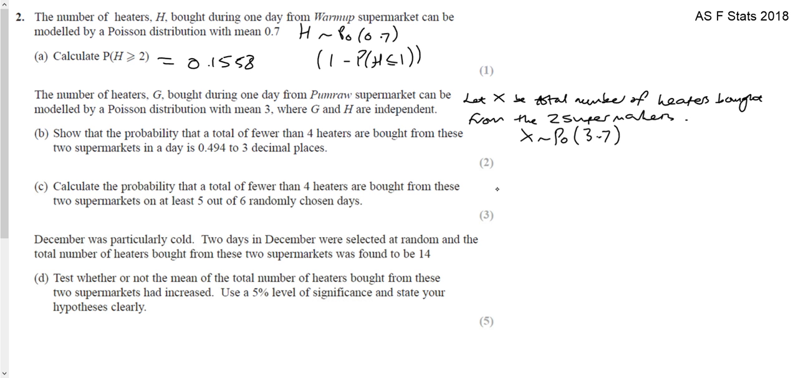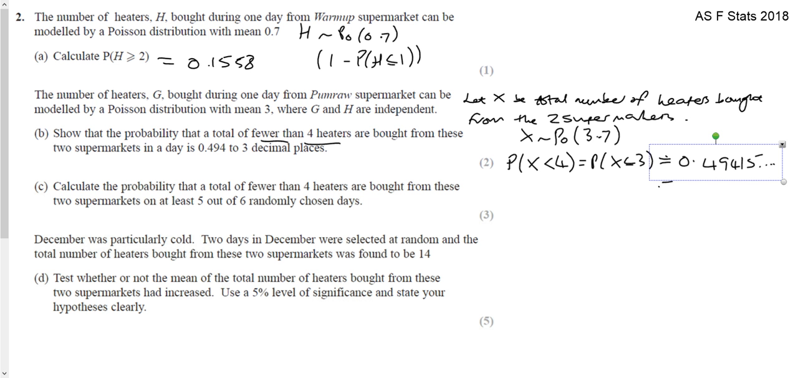Right, so what do I then want? I want the probability fewer than 4 are bought from both supermarkets. So I want the probability that X is less than 4, which is the probability X is less than or equal to 3. Very important that you show what you're working out, because then we're just going to put that into the calculator. Good idea to show a few more values and then show that it rounds to that 3 decimal places.